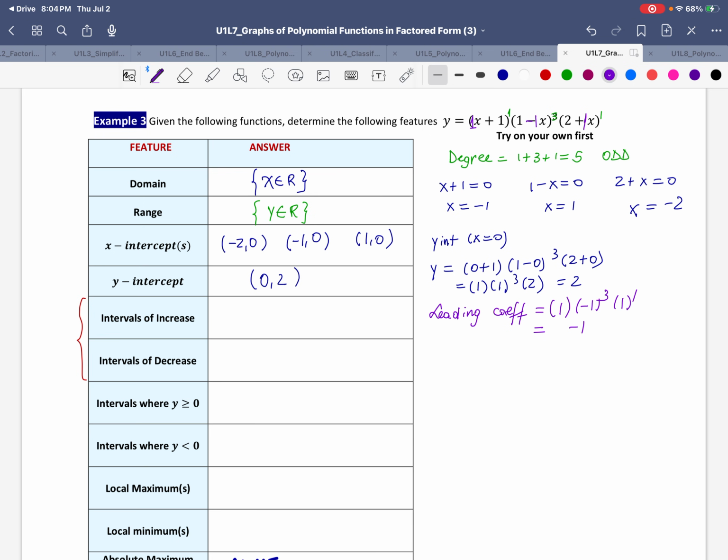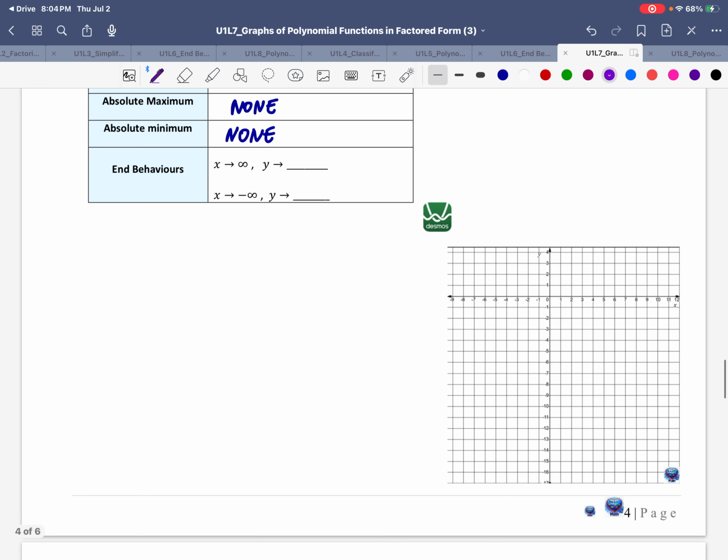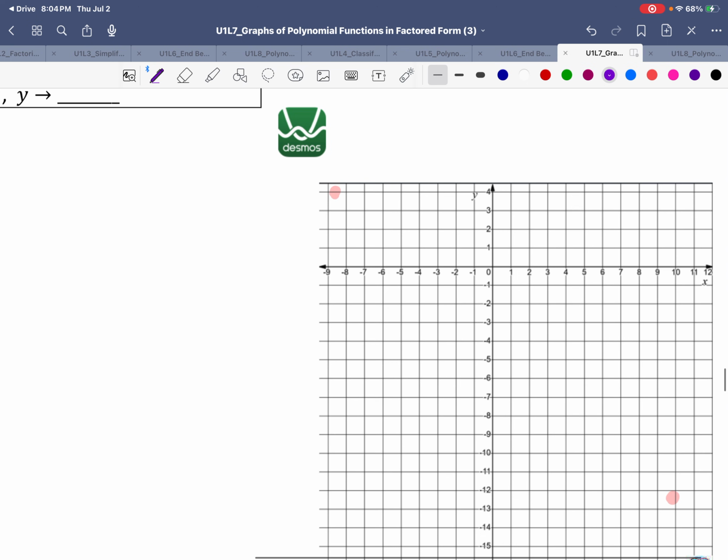So with the leading coefficient of negative 1, an odd degree polynomial function will behave like a line with a negative slope, which means that the graph will start in quadrant 2 and end in quadrant 4. Now, since we're at it, we're going to plot the x and the y-intercepts. So we have the x-intercepts at negative 2, negative 1, and positive 1. They're packed very tightly here together.